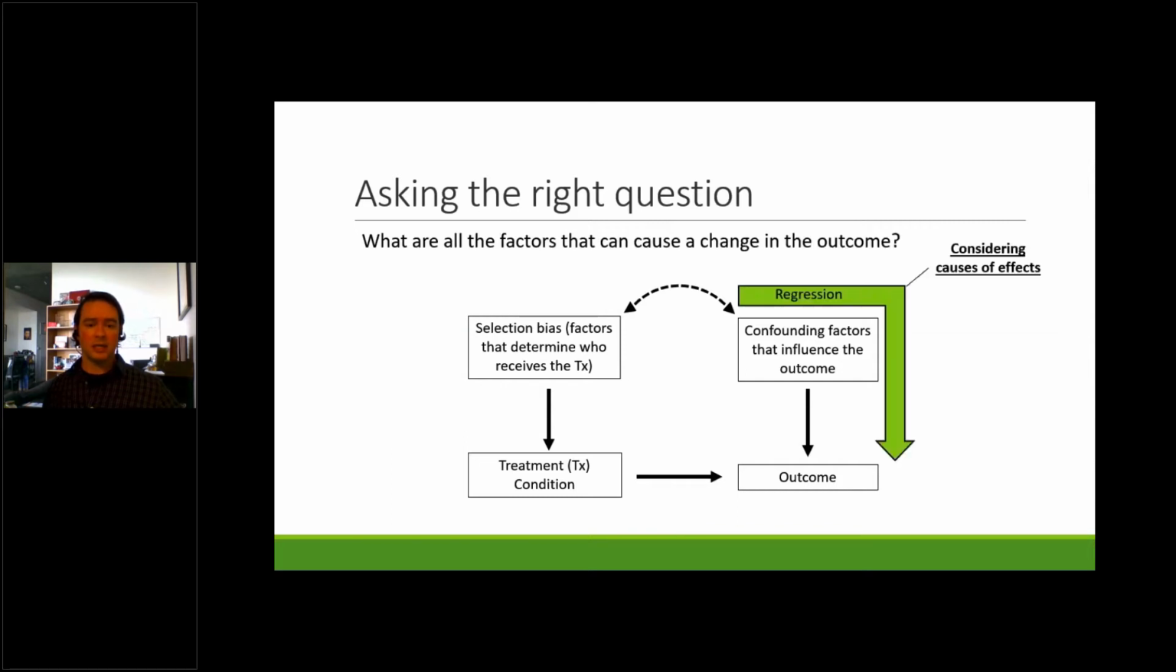If you're more interested in identifying factors or predictors of an outcome, then regression might be all you need. In this sense, your question is something like, what are all the factors that can cause a change in the outcome? And the treatment might be one of those, but that's not quite the same as, is this treatment effective at doing what it's supposed to be doing?